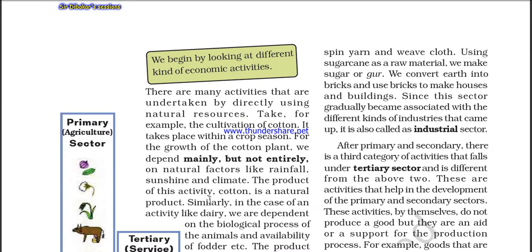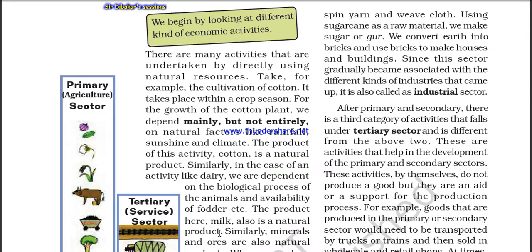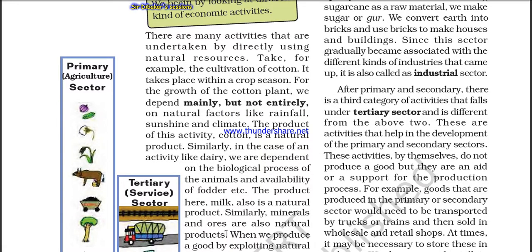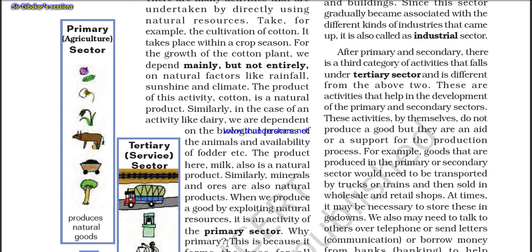Similarly, in the case of an activity like dairy, we are dependent on the biological process of the animals and availability of fodder, etc. The product here, milk, is a natural product. In the same manner, minerals and ores are also natural products. When we produce a good by exploiting natural resources, it is an activity of the primary sector. You have to have a look at this unit. See here on your left hand side, primary, agriculture sector.